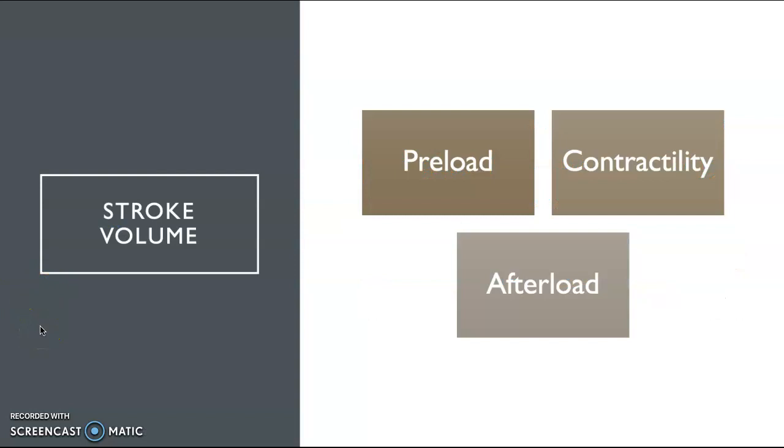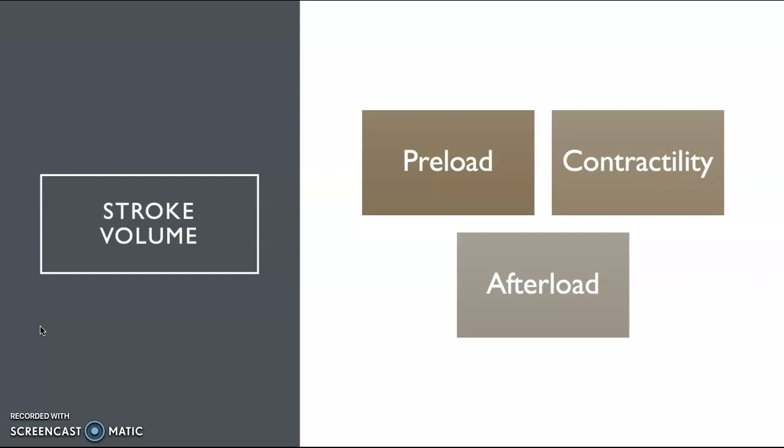Moving on to stroke volume. Stroke volume is affected by preload, contractility, and afterload. It is essentially the amount of blood that is pushed out of the left ventricle per contraction. Preload is how much blood the heart can fill into the ventricle. Therefore, the greater the stretch, the greater the squeeze, which is also known as the Frank-Starling mechanism.